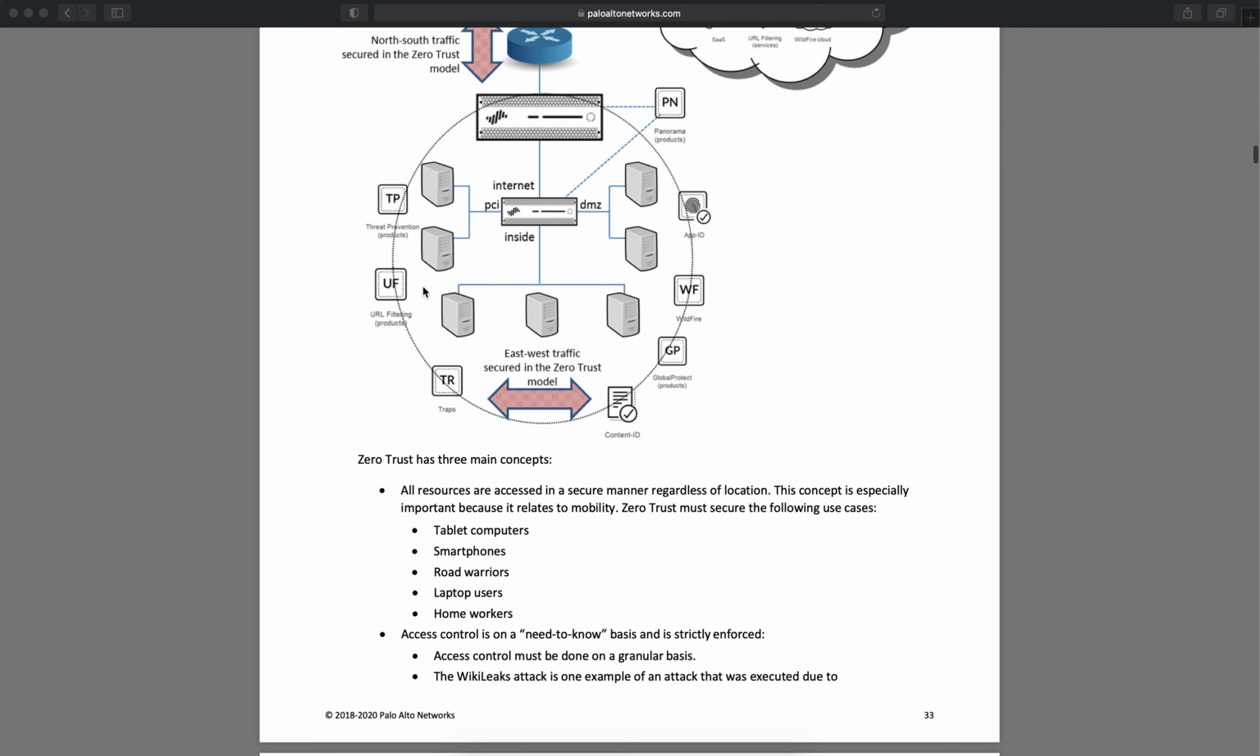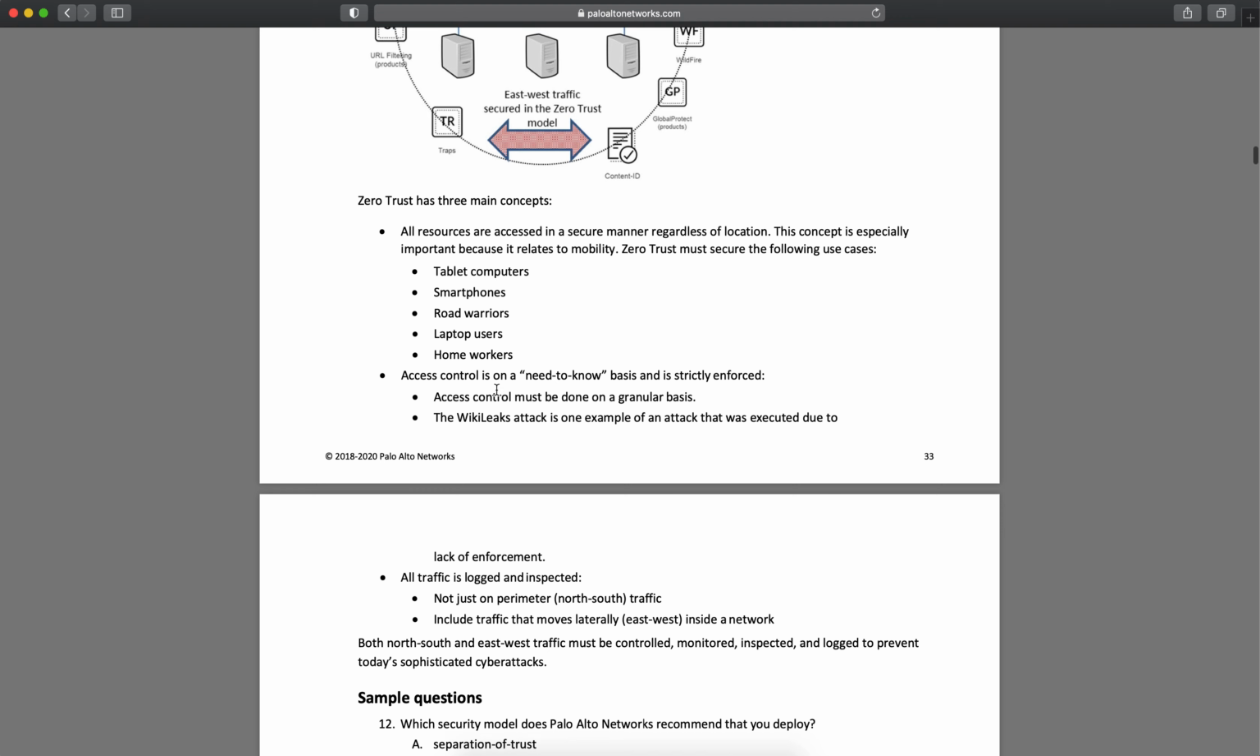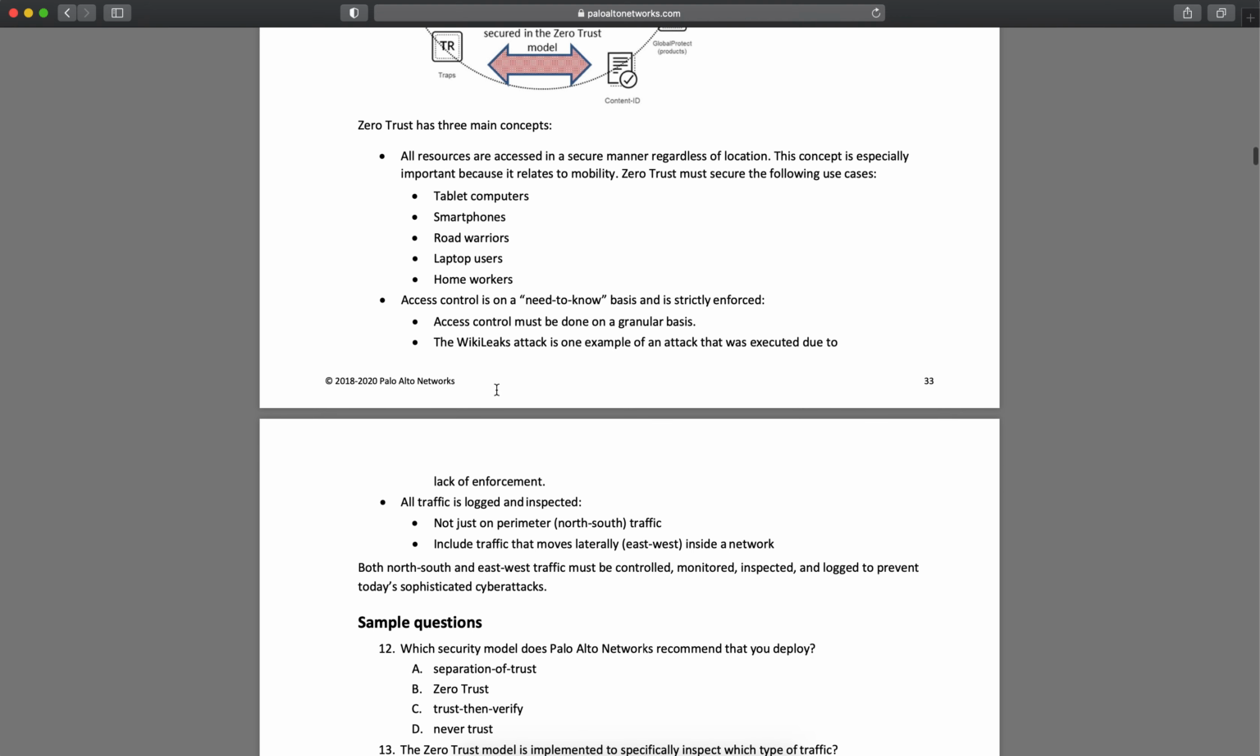They kind of go into more of the concepts here. It shows that Zero Trust has three main concepts. The first one being everything needs to be enforced, right? So, phones, laptop users. I'm sure that's suggesting people using VPNs and such stuff like that. Anything remote. Access controls based on a need to know basis.